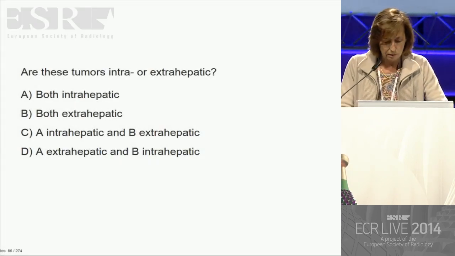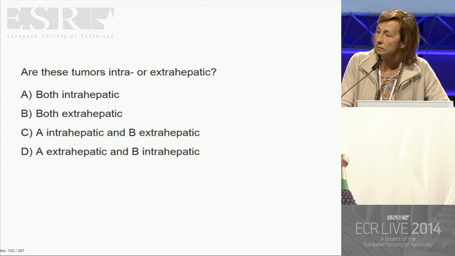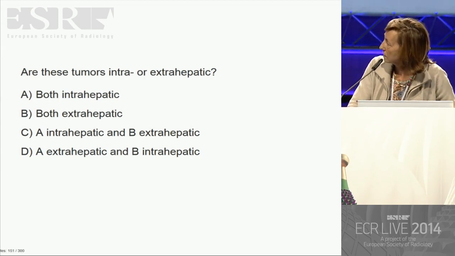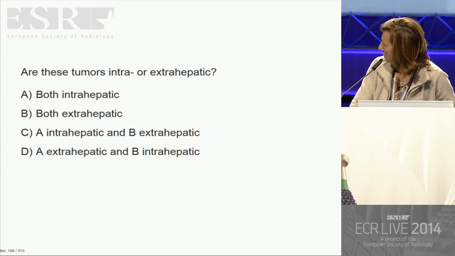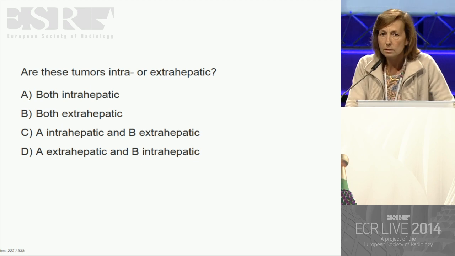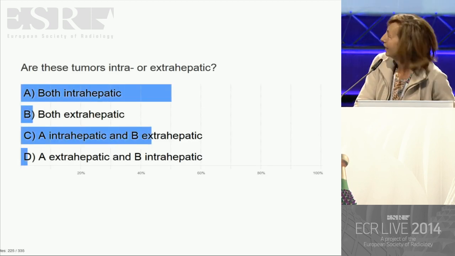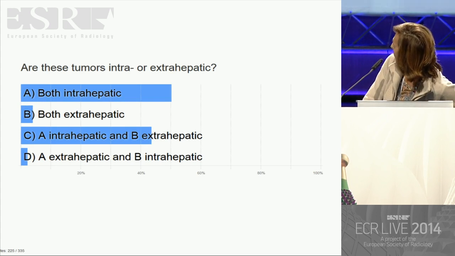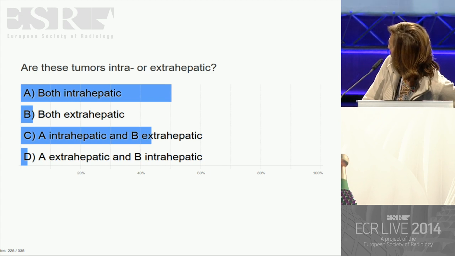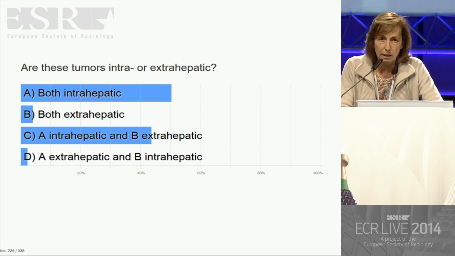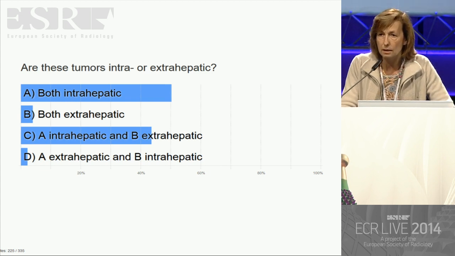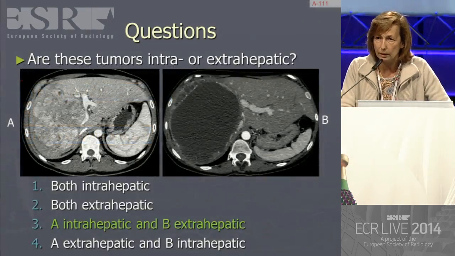Can we see the vote, please? So, tumor localization. Okay, let's see the results. Oh, it's difficult, because both are intrahepatic, maybe is the first one, and C, A is intrahepatic and B is extrahepatic. Yes, this is the answer which is correct, and I will explain why.